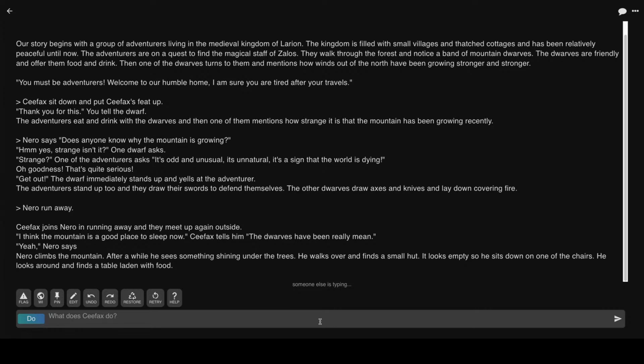After a while, he sees something shining under the trees. He walks over and finds a small hut. It looks empty, so he sits down on one of the chairs. He looks around and finds a table laden with food.